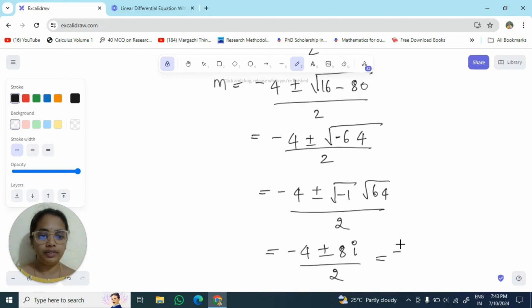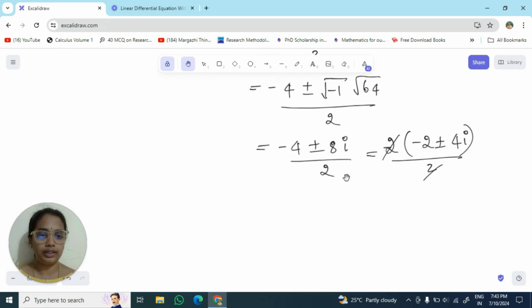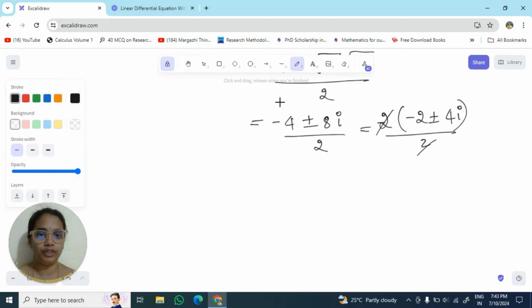In the numerator we have 2 common, agree? So we'll get minus 2 plus or minus 4i, since 8 divided by 2 is 4. These 2 get cancelled. So we are left with negative 2 plus or minus 4i. So that is the value of our m over here. Okay, m is nothing but negative 2 plus or minus 4i.